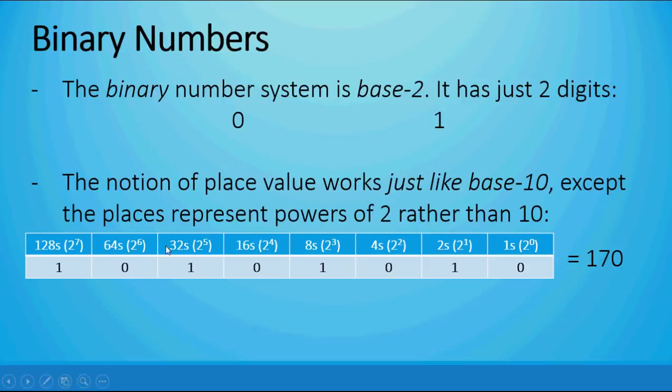You can work that out by adding up all the columns. That's how place value works. Effectively you do a sum product or a dot product. So you do 1 times 128, 1 times 32, 0 times 64, and you get the idea.